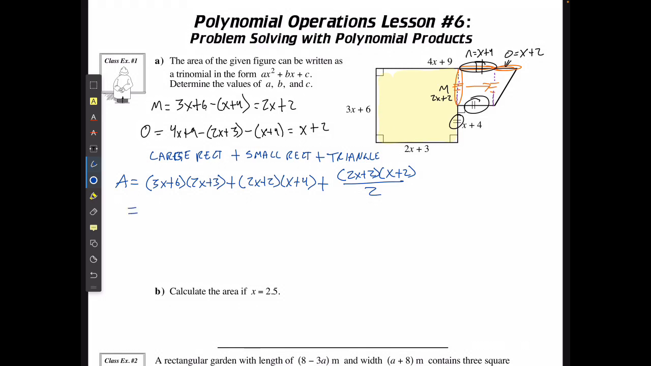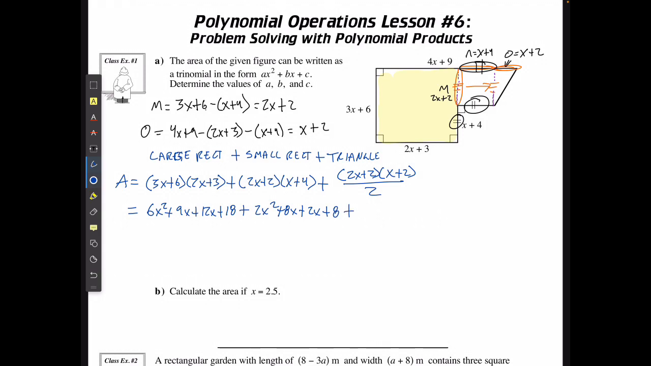I can FOIL this out, and I'm going to get the 3x and 2x gives me 6x squared. 3x and 3 is 9x's. 6 and 2x is 12x's, and 6 and 3 is 18. For the second set, I get 2x and x is 2x squared, 2x and 4 is 8x's, 2 and x is 2x's, and 2 and 4 is going to give me 8.